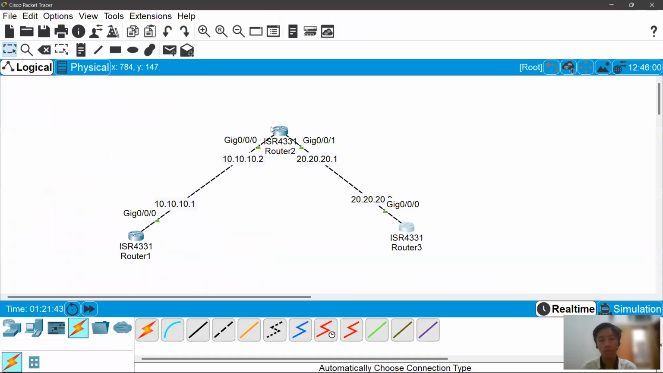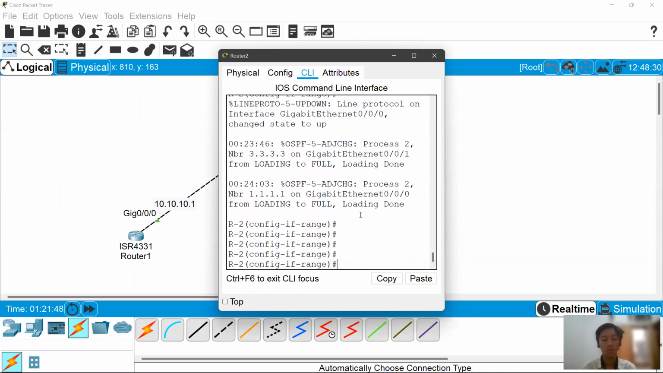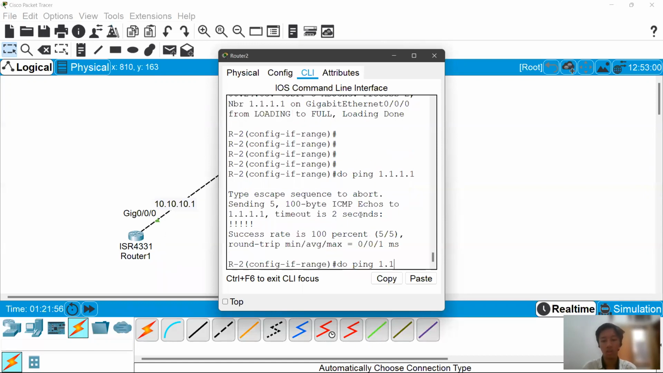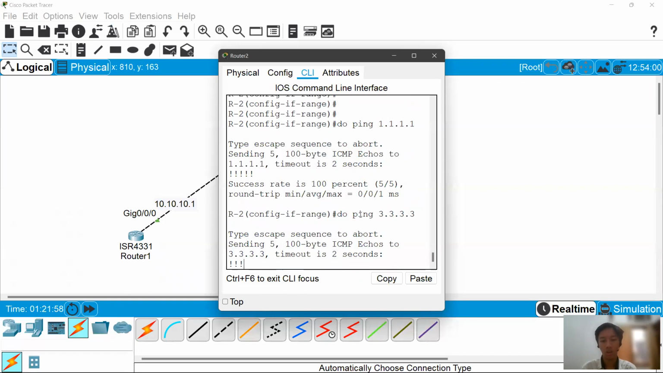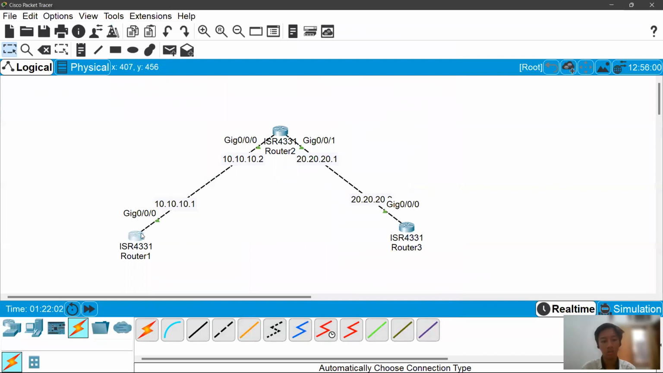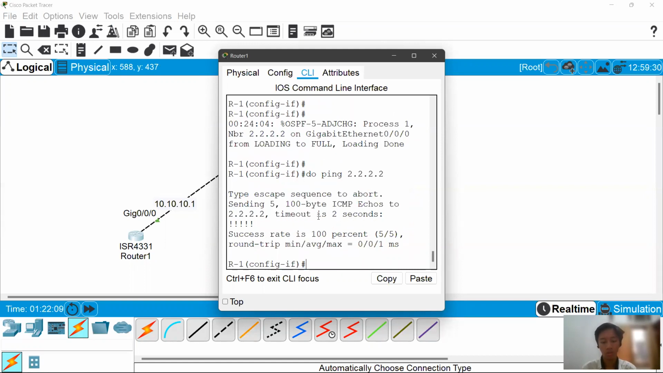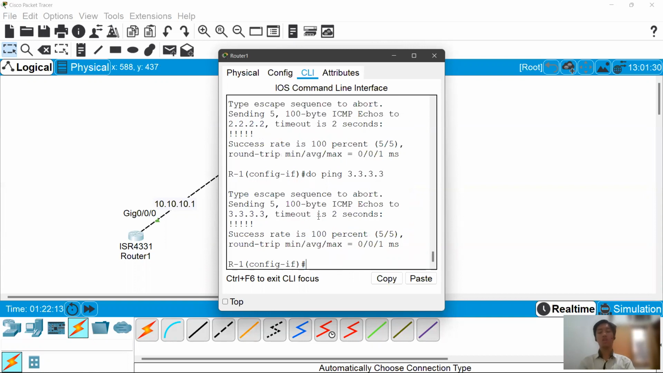Okay. Before I close this video, I would like to check ping first. 2 to 1 is done, and 2 to 3. This one. Do ping 2.2.2.2. Do ping 3.3.3.3. Okay.